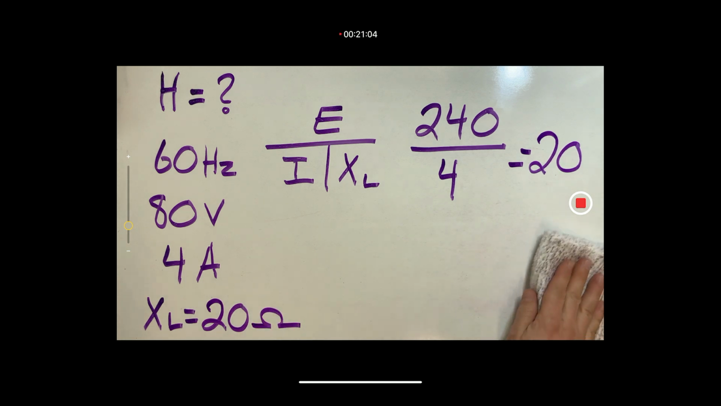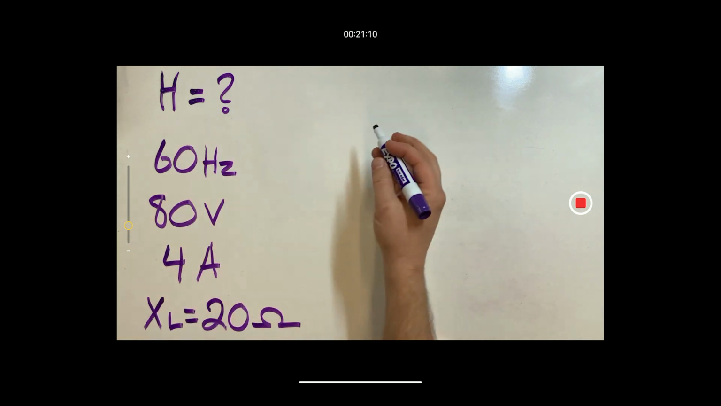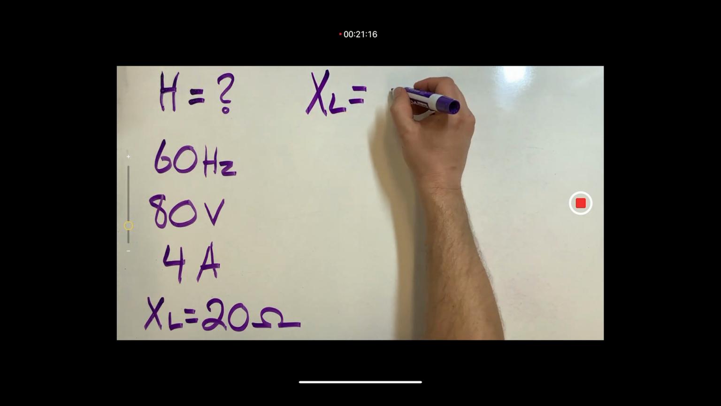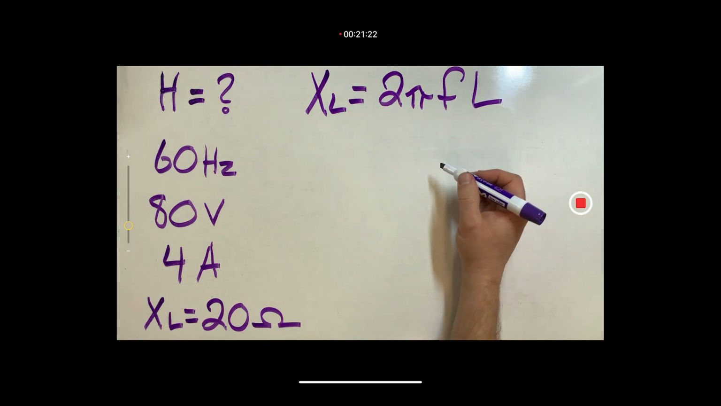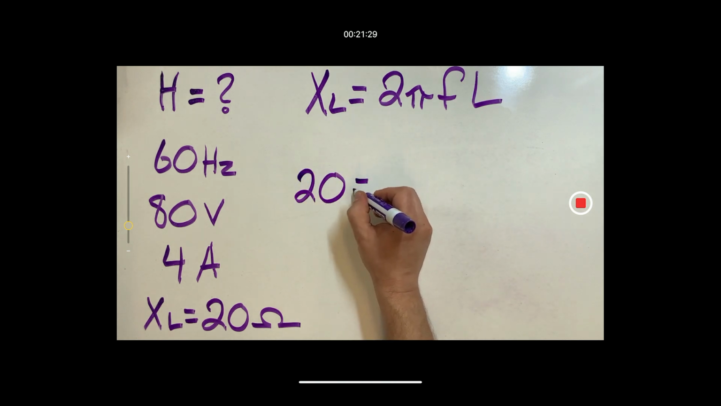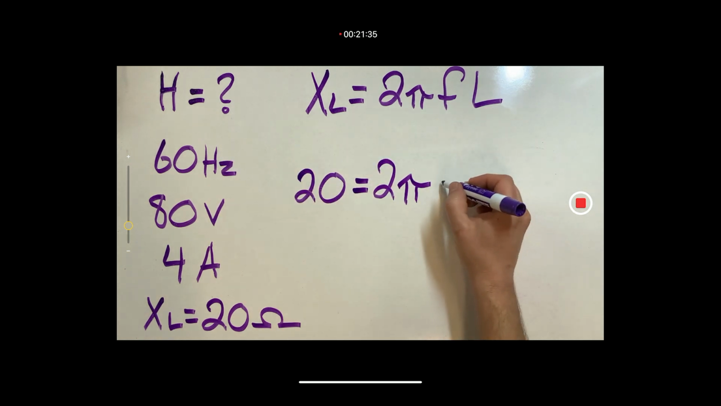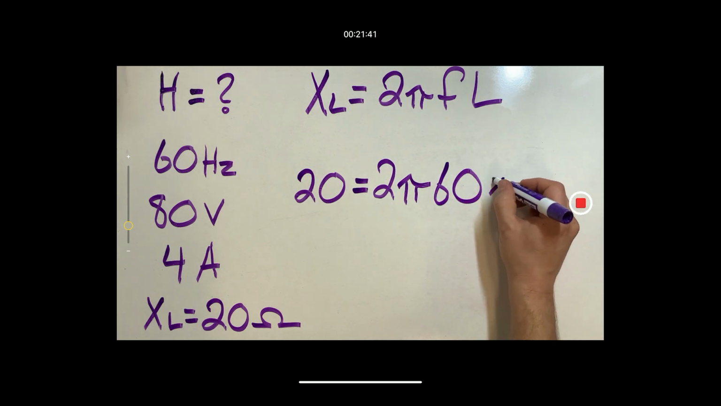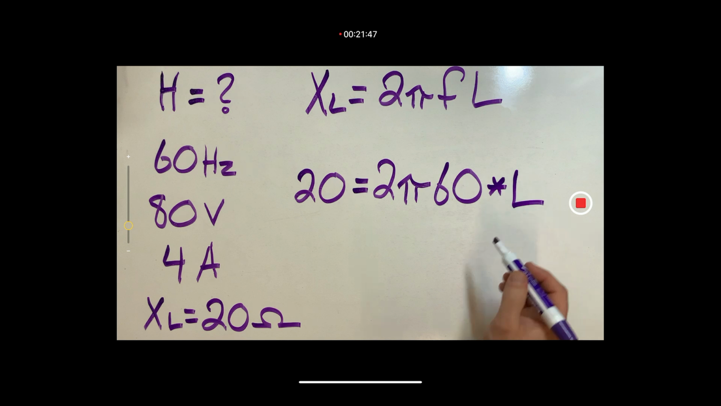I can move on to the next step, which is to find out henries. We can use the formula for inductive reactance and plug in everything that we do have. Well, inductive reactance is 20 ohms. 2 pi doesn't change. We have a frequency stated here of 60, but we do not know what inductance is in henries. So this is what they're looking for.